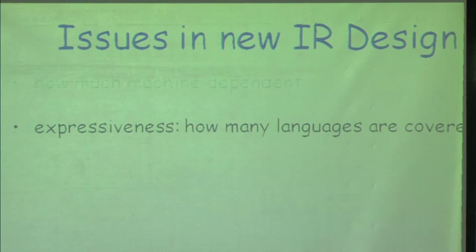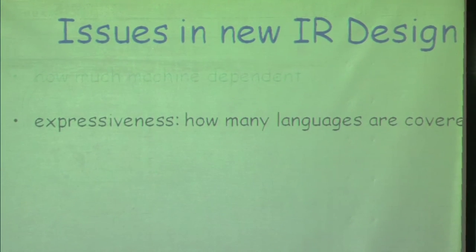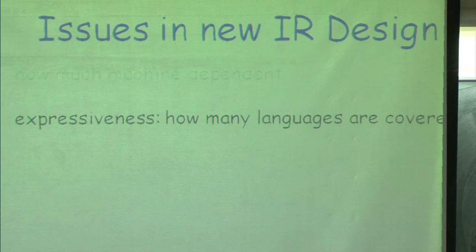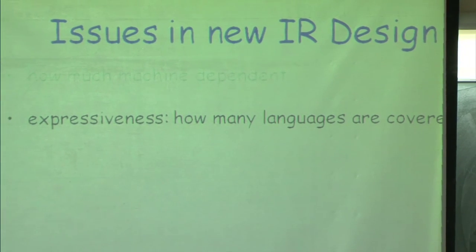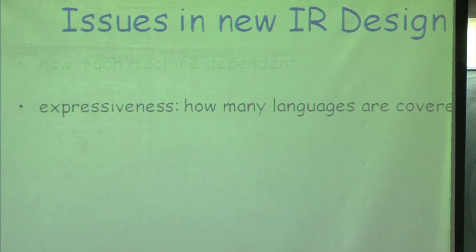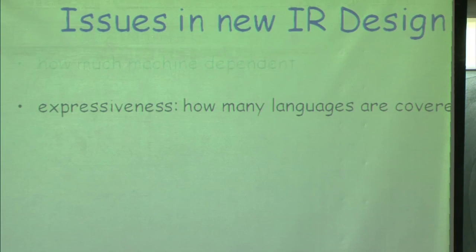But suppose I say that my group is only going to write compilers for, let's say, Ada, or only for C. Then I don't have to worry about a very general IR. I'll be only interested in an IR which will very effectively express that particular language. So I don't have to have a general purpose solution when my solution caters only to a particular subset of languages. So I'm looking for expressiveness there.